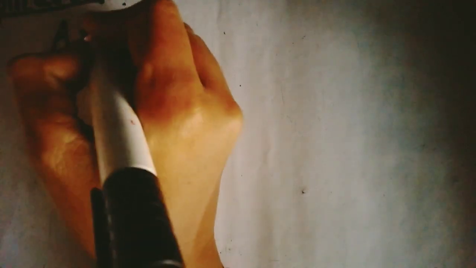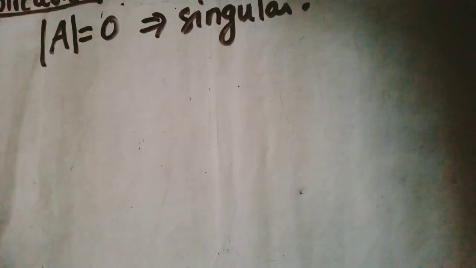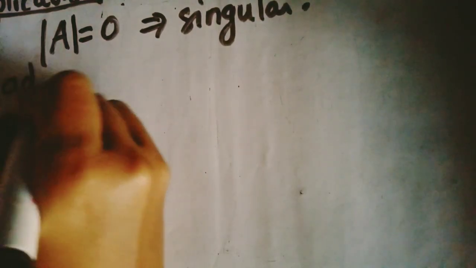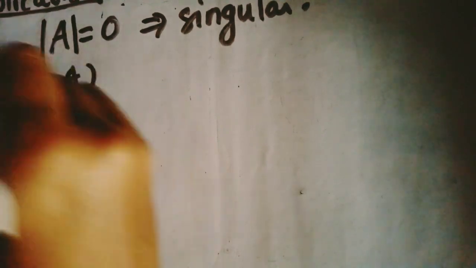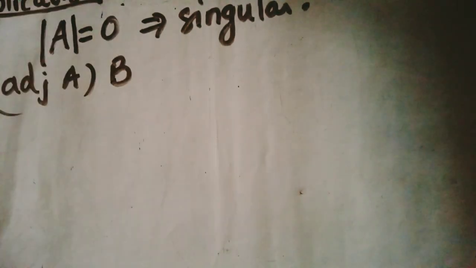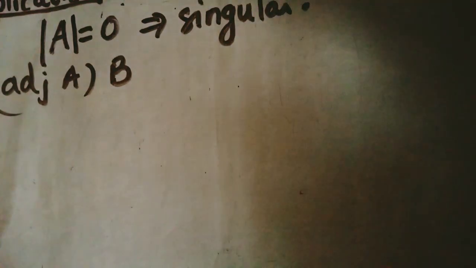Now we know that A inverse exists if and only if A is a non-singular matrix, right? So there are some cases where suppose A is a singular matrix. We have got A to be a singular matrix, that is, the determinant of A is 0. Then you have to calculate the adjoint of A into B.